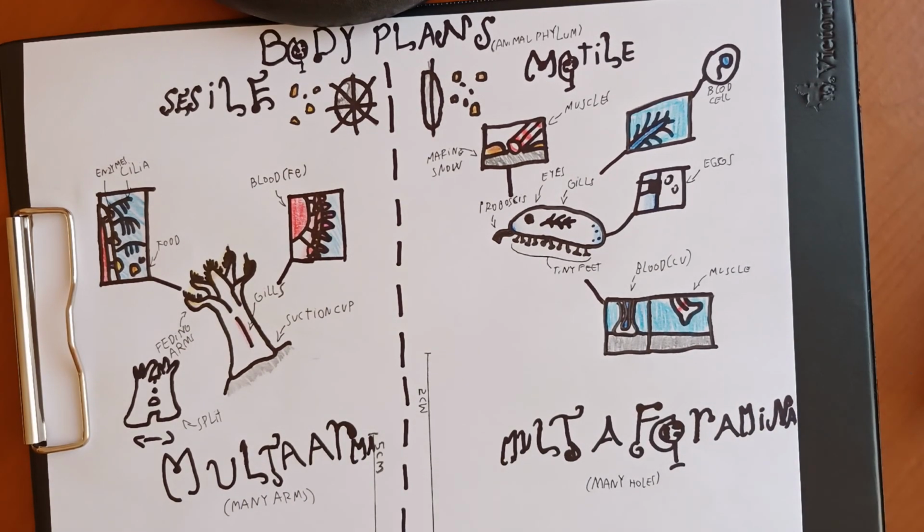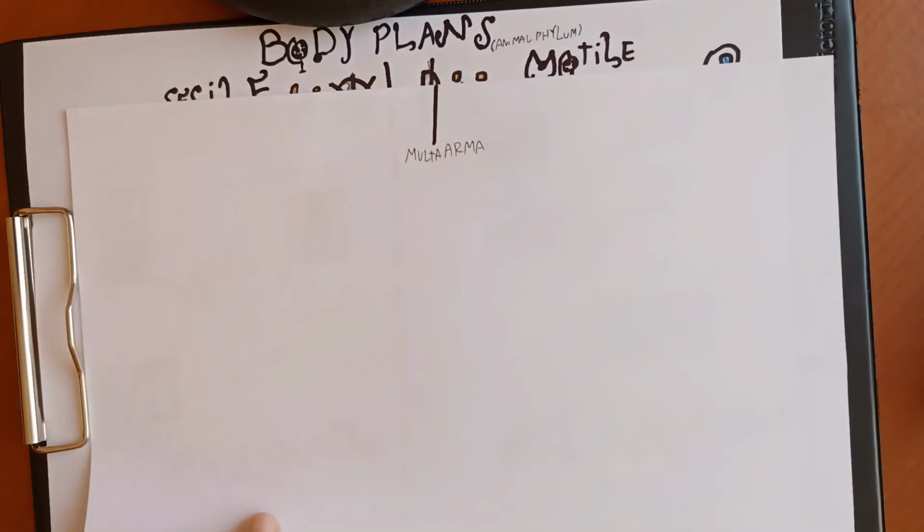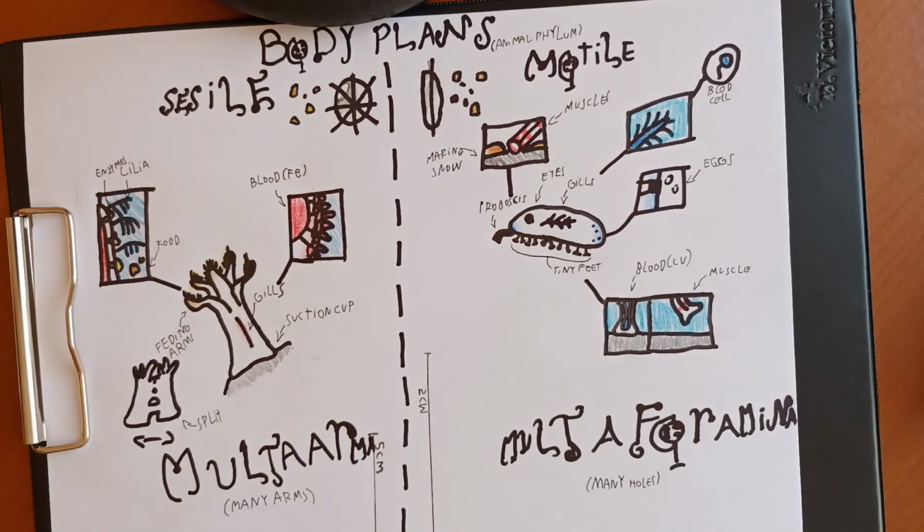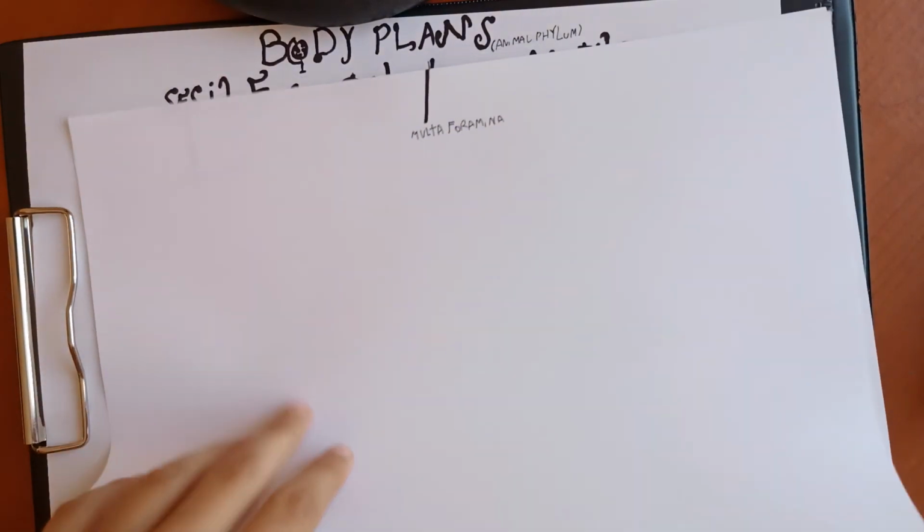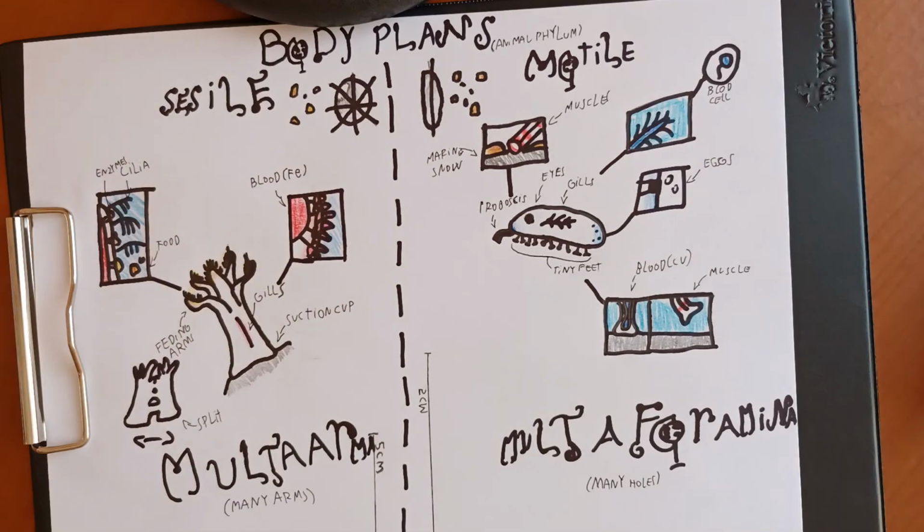I will call this animal multi-arma, many arms in Latin, and multiforamina, many holes in Latin, for the moving species. So here are the family trees for multi-arma, the family tree for multiforamina, and the family tree for minima plantae, the plants.